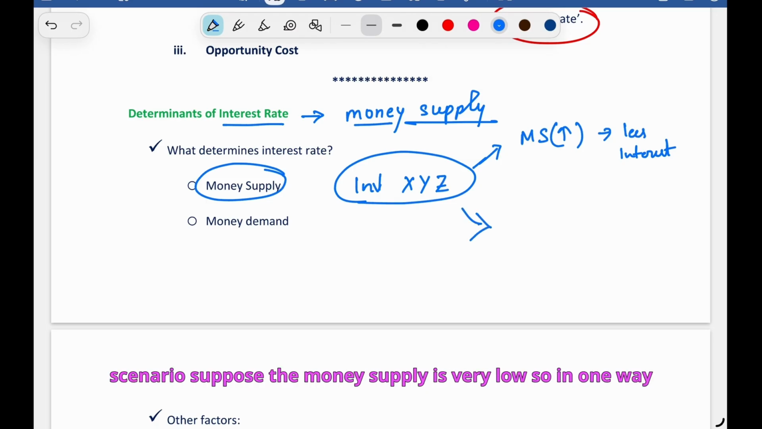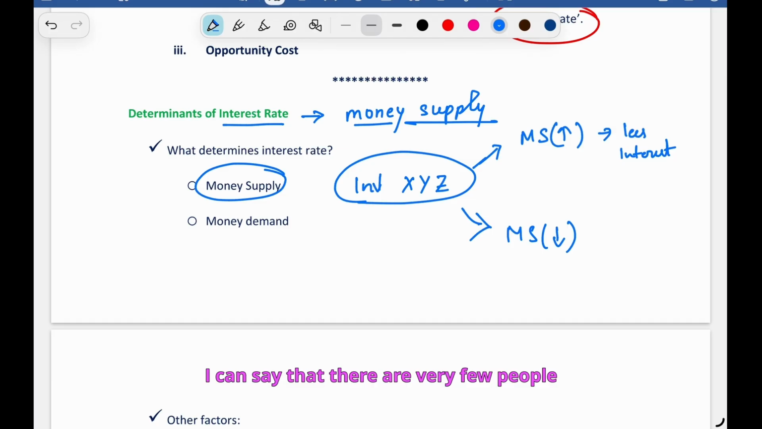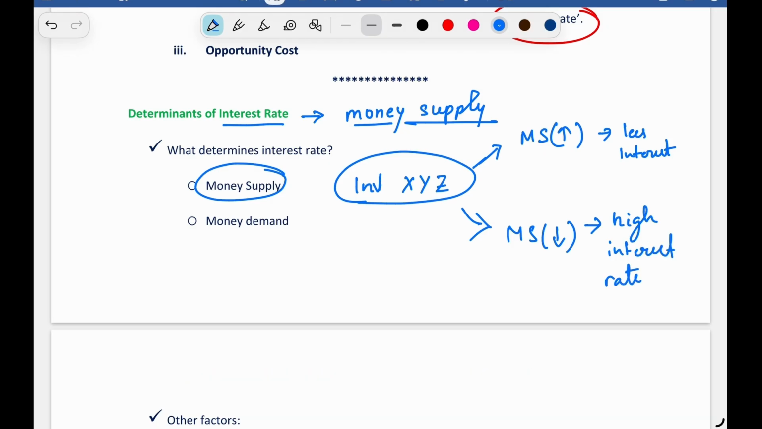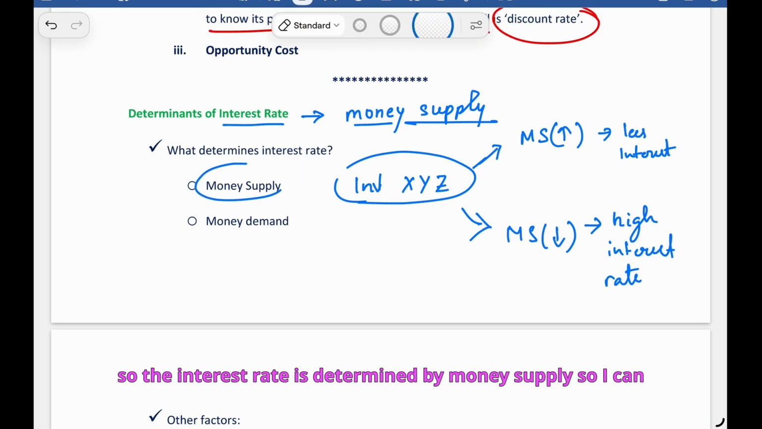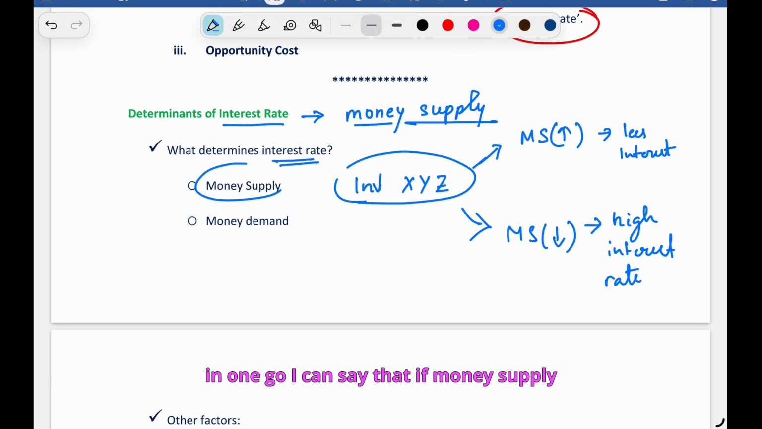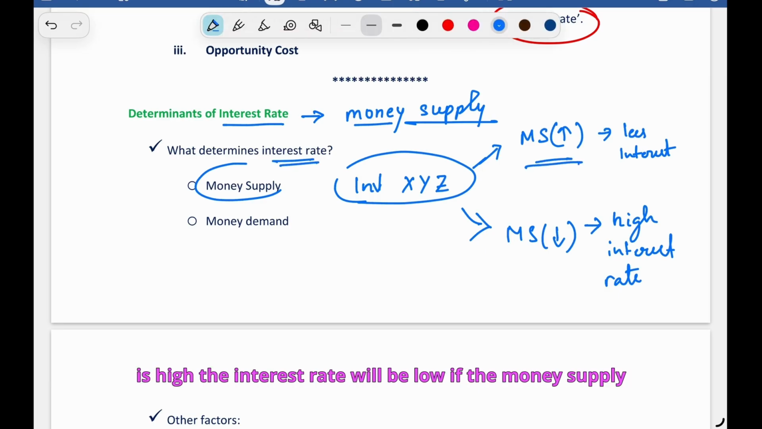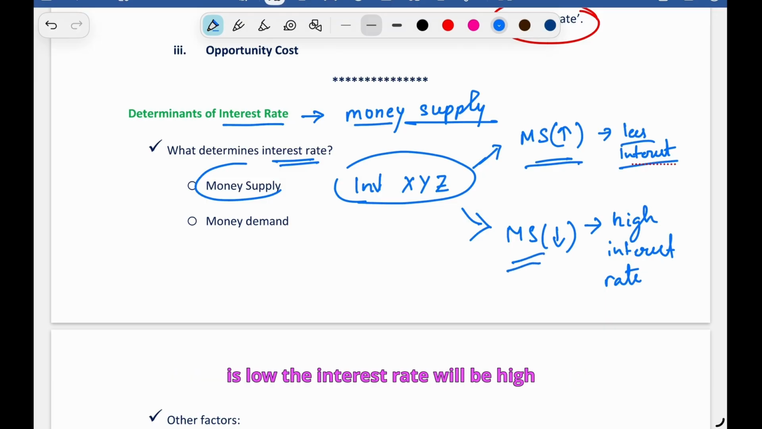In second scenario, suppose the money supply is very low. So in one way, I can say that there are very few people with money. So it will be very hard for you to get money. So to get that money, which is in very low supply, you will attract people to invest in your investment by giving high interest rate. Alright. So the interest rate is determined by money supply. So in one go, I can say that if money supply is high, the interest rate will be low. If the money supply is low, the interest rate will be high. Alright.